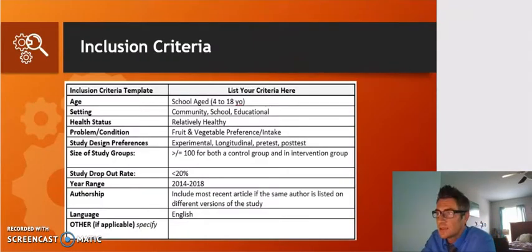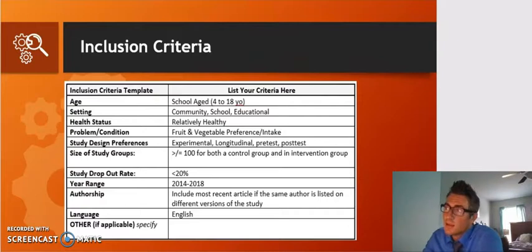My inclusion criteria, so we're looking at school-aged children. I include 4 to 18 because some schools allow children to start school at the age of 4 if their birthday falls within the year that they will turn 5 within the school year for kindergarten, that sort of thing. So there were studies that included 4-year-olds, so I thought it was relevant to include that as well.